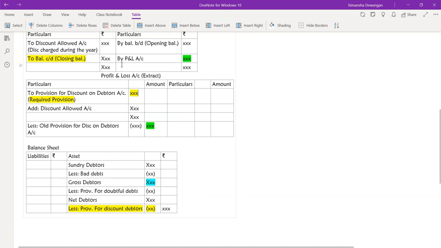Okay, Richa, you will hardly be asked to prepare this ledger account, but it still helps to understand. So that's why I have prepared it, to show how these transactions are flowing.